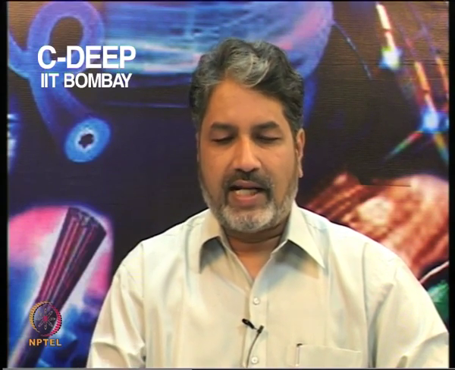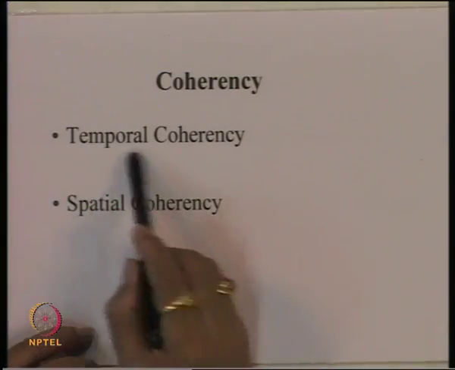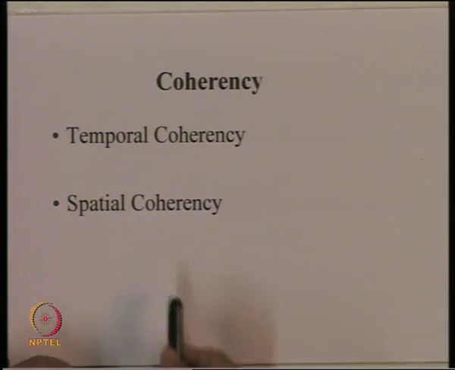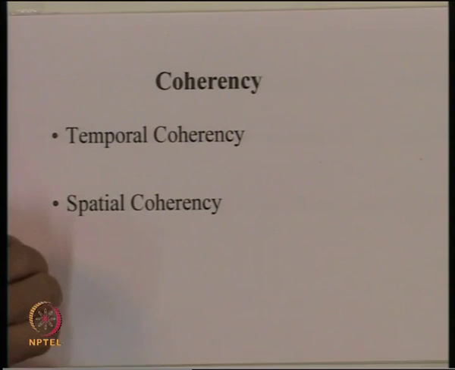What one can then do is ask, what is the behavior of this electric field, or the amplitude of this signal, as a function of time, and what is the behavior of this signal in space, in a plane perpendicular to the direction of light propagation. So, when I try to capture the characteristics of this as a function of time, that is what is called the temporal coherency, whereas when I see how the signal is behaving in a plane perpendicular to the direction of propagation of this light, that is captured by what is called the spatial coherency.